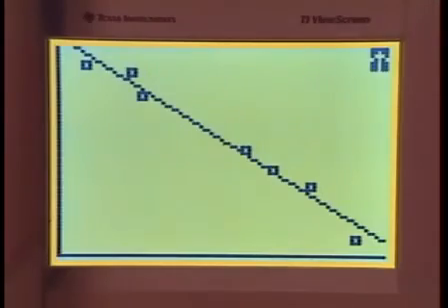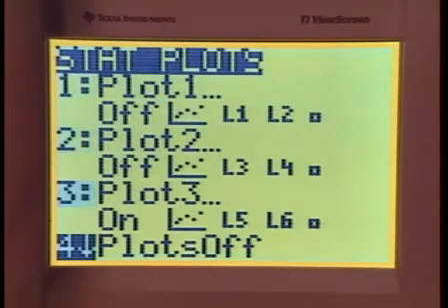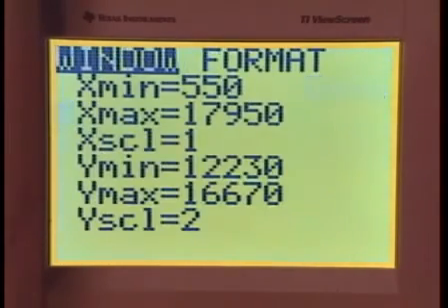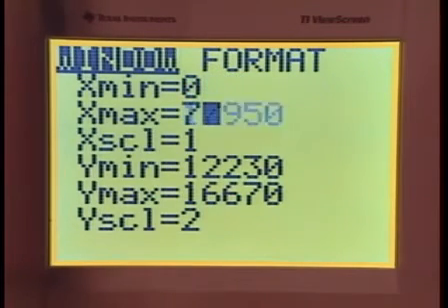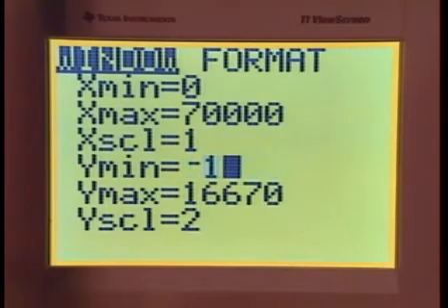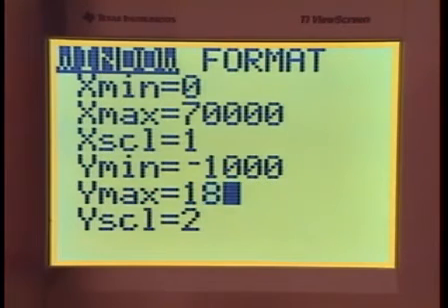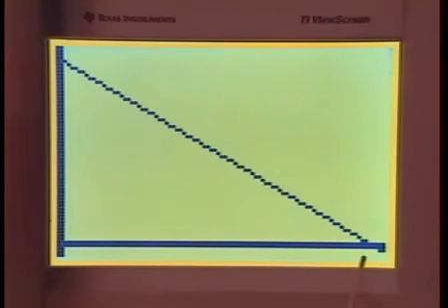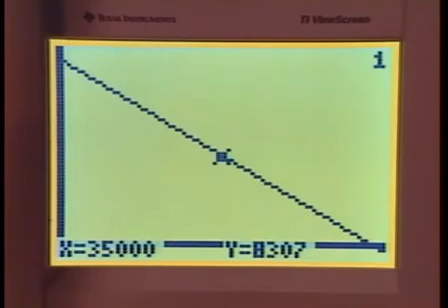So back to the graphing calculator to answer these 4 questions. Let us turn off stat plot, so that's 4, and let us change the window so we can see the axes. Let's go from 0 to 70,000, and for the y, negative 1,000 to see the horizontal axis to 18,000. Now we have the graph. We see the intersection with the 2 axes, and we can answer the question.